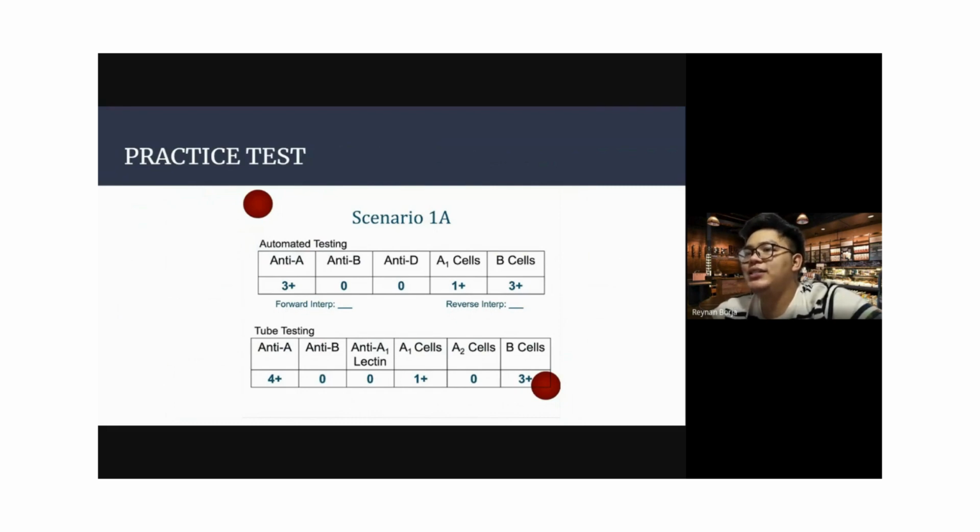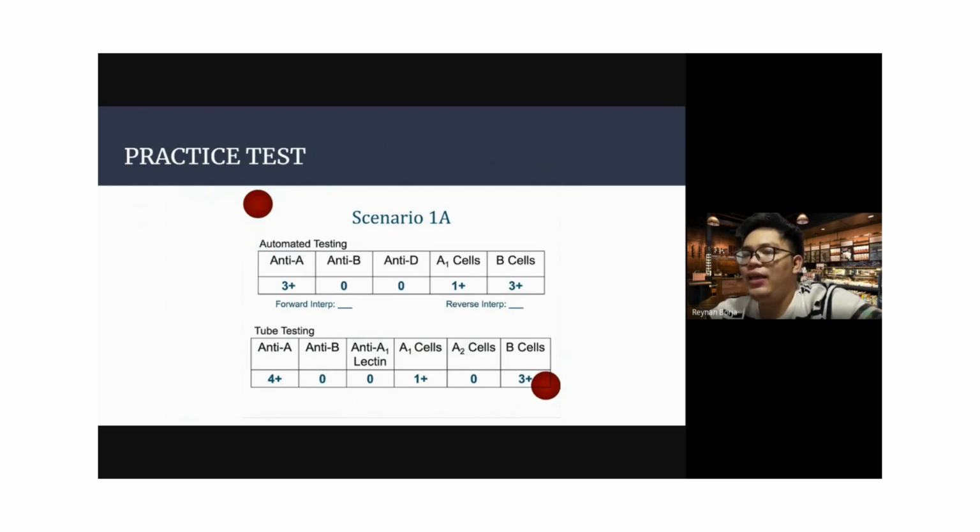So, the scenario 1. The automated testing, I'm gonna basa na lang. Anti-A has 3 plus in grading. Anti-B is 0. Anti-D is 0. Anti-A1 cells 1 plus. B cell is 3 plus. So, possible, alin dito? Sa forward pa lang tayo, meron tayong A negative. Sa reverse, meron tayong... Tama, because of the A1 cells. Tama. So, tube testing, inulit for tube testing.